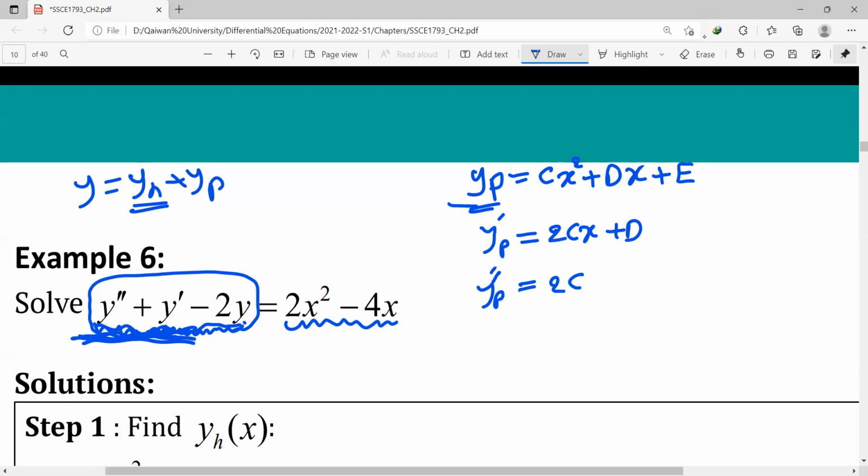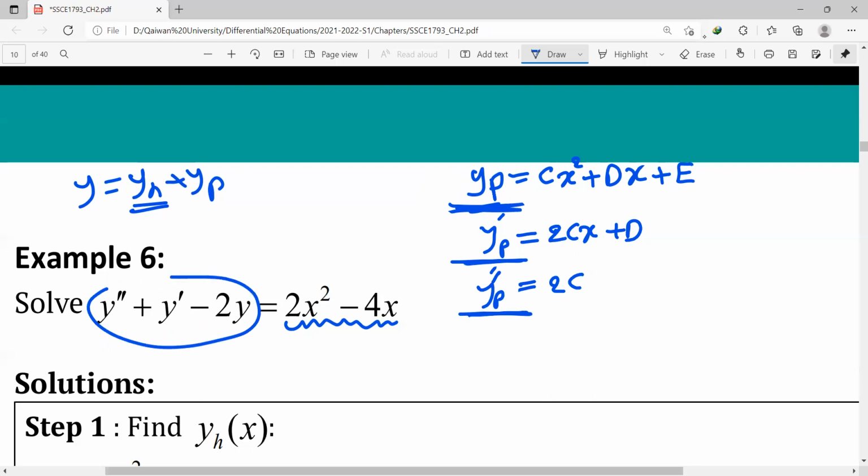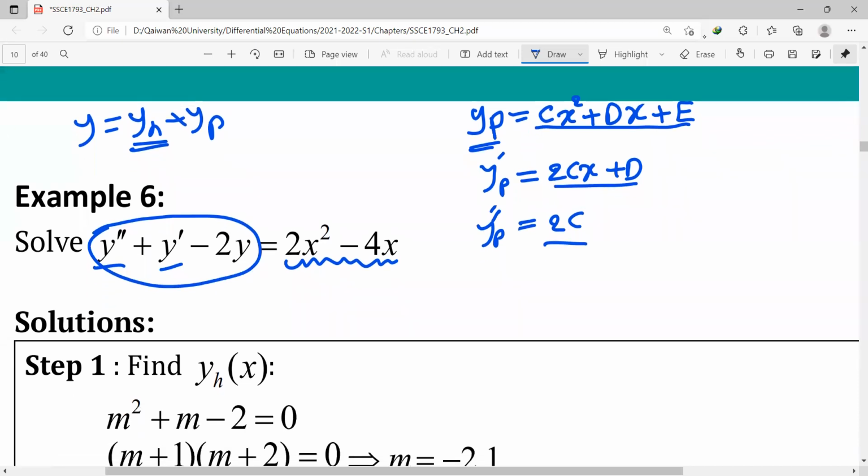Now we replace y by yp, y prime by y prime of p, and y double prime by y double prime of p in the differential equation. So in this differential equation, we replace y by this polynomial, y prime by this polynomial, and y double prime by this, to find the values of C, D, and E. Let's do it. What do we get? We get y double prime is 2c. We replace this by 2c.